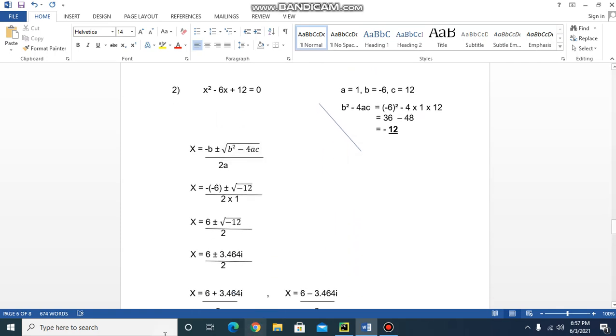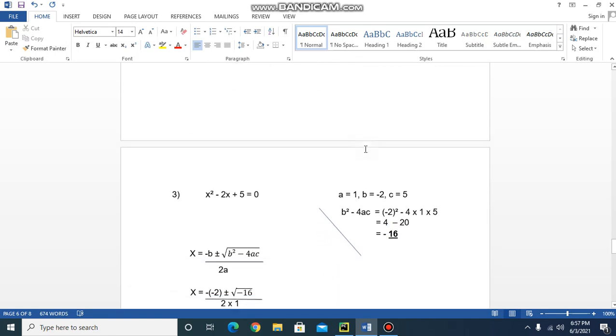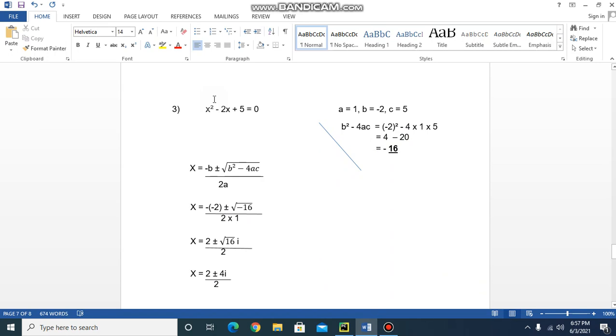In this next example, a is 1, b is minus 6 and c is 12. Discriminant is minus 12 and the roots are 3 plus 1.732i and 3 minus 1.732i. Now in this third example, a is 1, b is minus 2 and c is 5. Discriminant is minus 16. So b square minus 4ac is minus 16.